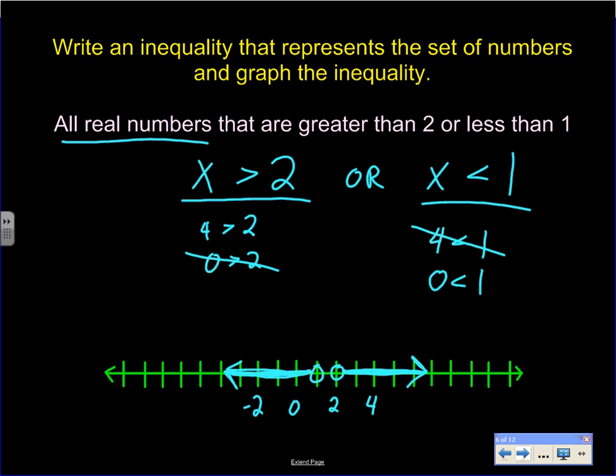The solution set of numbers is going to be anything that is above 2. Let me get a different marker here to try and show you that. Solution set of numbers is going to be anything that's above 2, but 2 is not included in that answer. Or it's going to be anything that is less than 1. And remember, 1 is not included in that answer. And that's why those are open circles at 1 and 2, because they are not included in the answer.